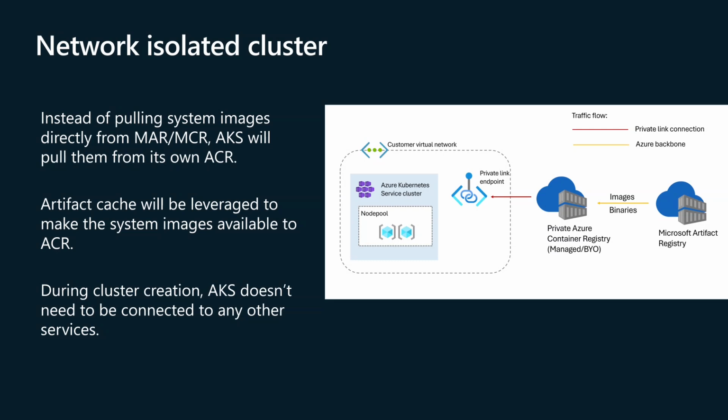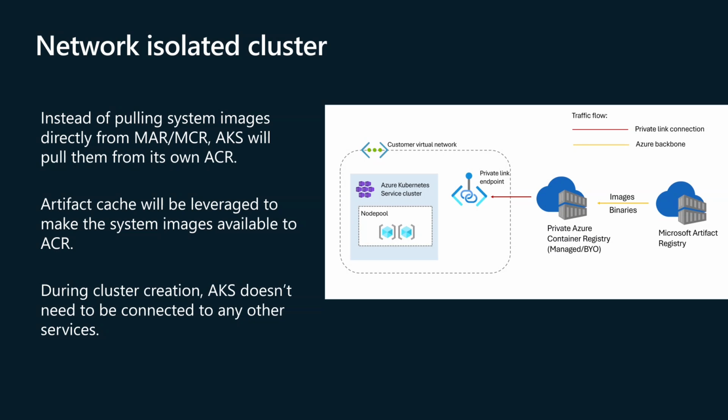Actually, what will happen here is that the images that were available on Microsoft Artifact Registry will be available in ACR through the artifact cache feature within ACR, and ACR will be available to only the customer's AKS cluster through a private endpoint. This way AKS will rely only on its own ACR to get those system images. It does not need any more connection to Microsoft Artifact Registry. So AKS in this case does not need access to more than its virtual network, where it has the private endpoint connected.